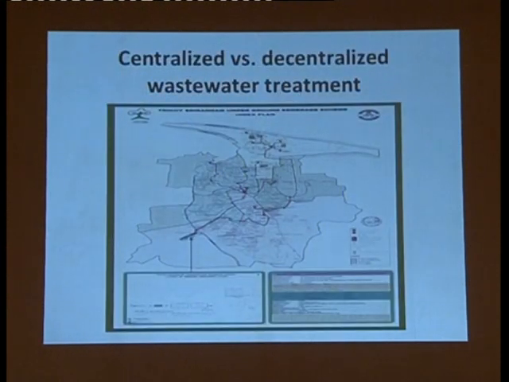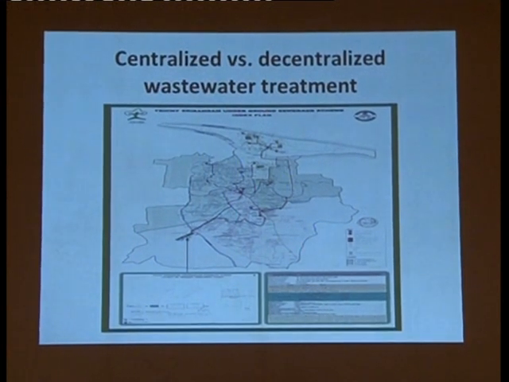This is an example of a centralized system. This is Trichy city. You can see that even the part of the city lying on the other side of the river is collected through this and brought here and treated through oxidation ponds and so on. If you talk about recycle and reuse, it will be very, very costly in such systems.